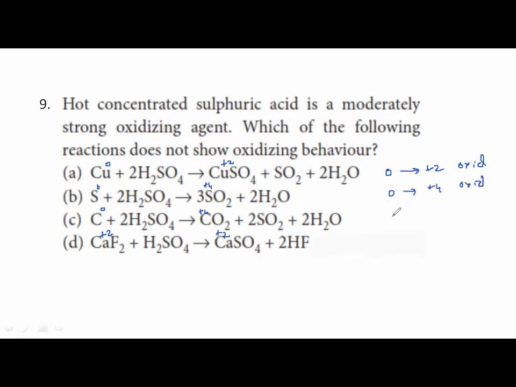Therefore, H2SO4 is a strong oxidizing agent. Carbon 0 to plus 4, again 4 electrons are lost, so it is the oxidizing agent. Whereas calcium from plus 2 remains plus 2 only. So in this reaction, the oxidation state of every atom remains the same. Even fluorine is minus 1 here and here also it is minus 1. So the oxidation state is remaining the same. Therefore, in this case, H2SO4 is not showing oxidizing behavior. So we have to check where the oxidation states remain the same.